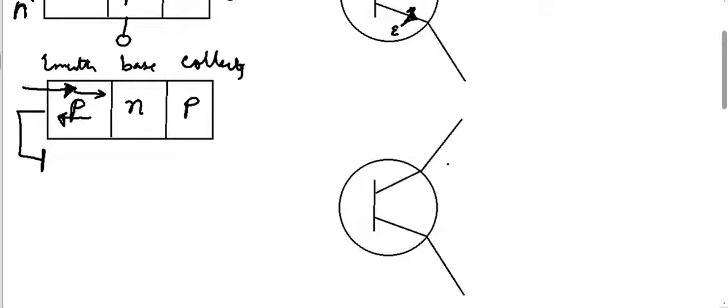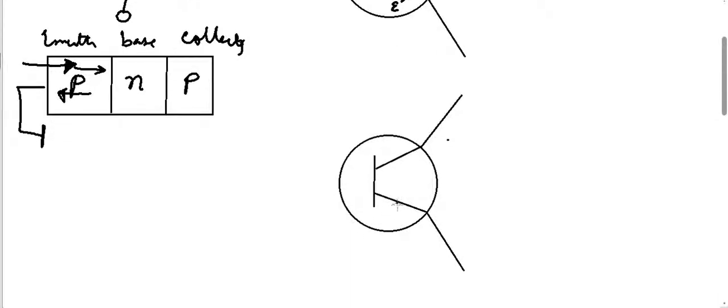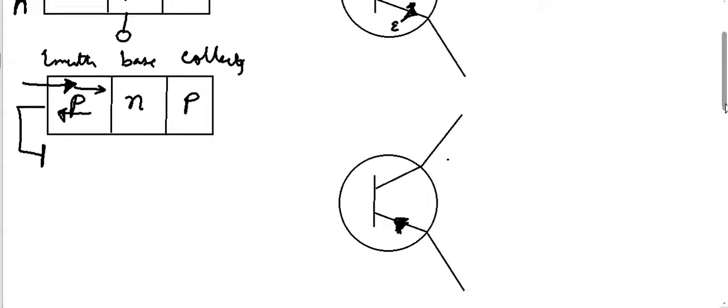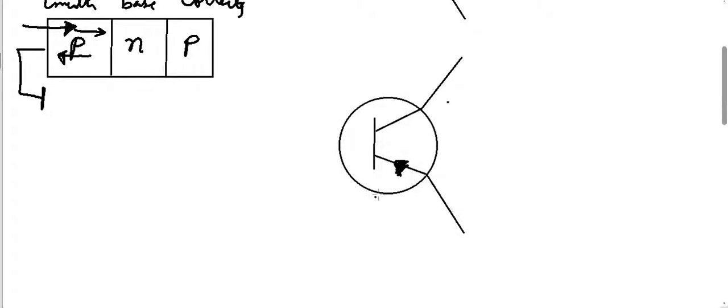So the way to denote a PNP transistor is having an arrow towards the transistor. Okay, so this is the general notation. If you see a notation anywhere like this, know that this is a transistor, and this is an NPN transistor because the arrow is directed away from the transistor. And similarly, if you see a transistor notation with an arrow pointing towards the transistor, then know that you are seeing a PNP transistor.